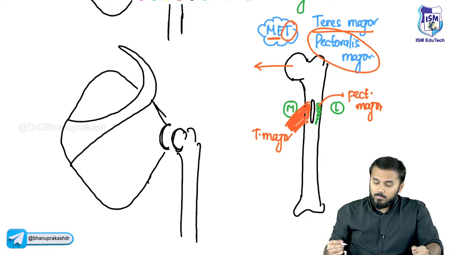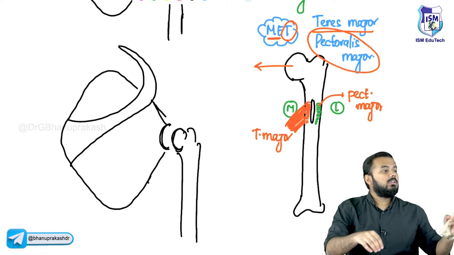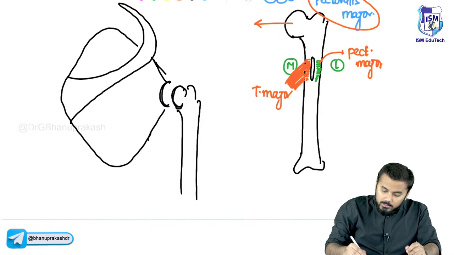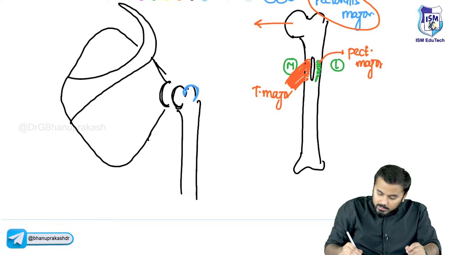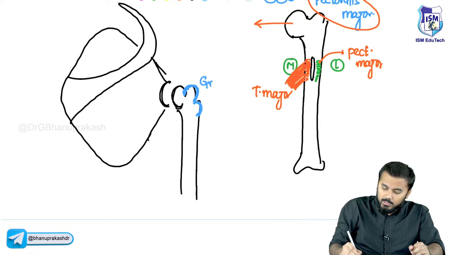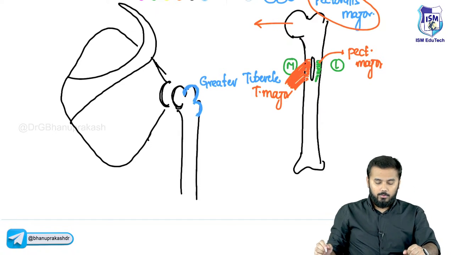Now after that, you see this part over here is called the greater tubercle, and this part is called the lesser tubercle. Greater tubercle, lesser tubercle. So if I have to show it to you, see, this part is called the greater tubercle and this part over here is called the lesser tubercle.